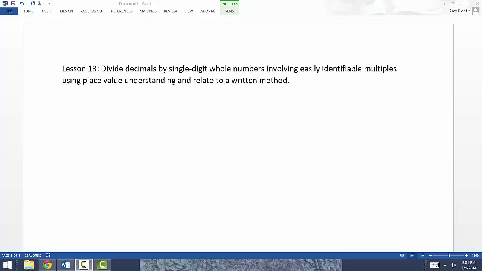Lesson 11. Multiply a decimal fraction by single-digit whole numbers. Relate to written method through application of the area model and place value understanding and explain the reasoning used. Confirm the placement of the decimal point.